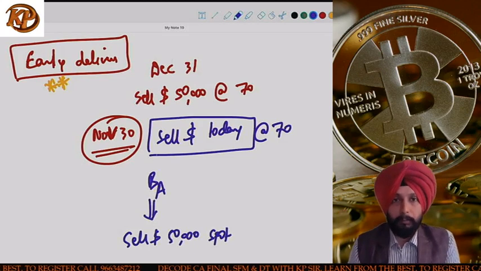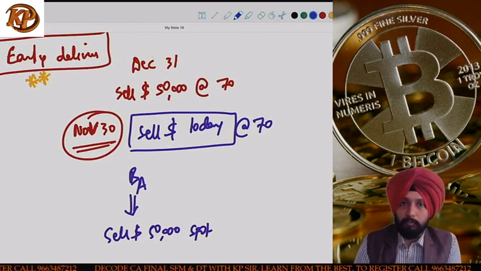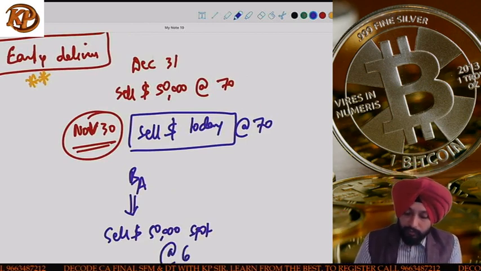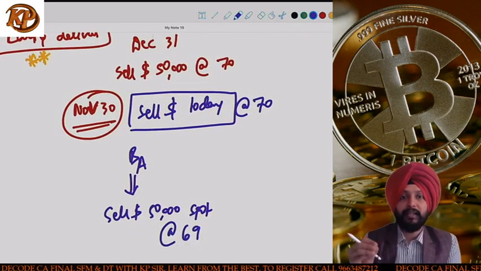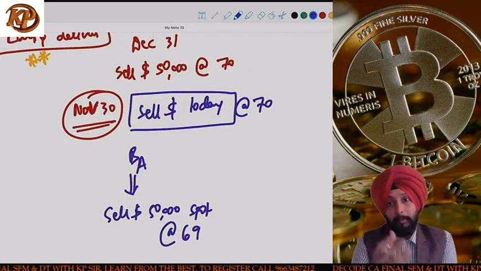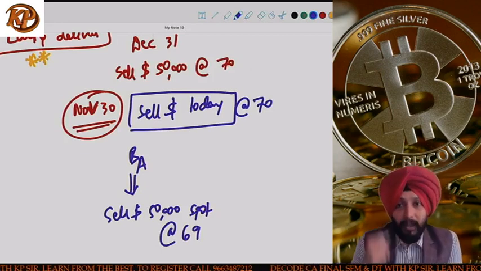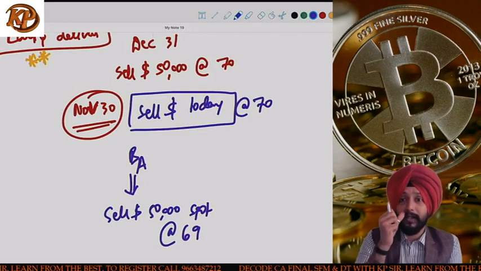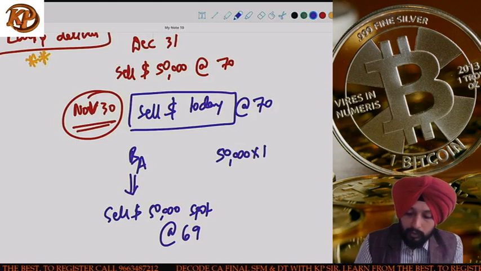Whatever you sell to the bank, what will the bank do with that money? The bank will sell $50,000 in the spot market, suppose at 69. Listen carefully, guys. The bank is selling $50,000 in the spot market at 69, which means they buy from you at 70 and they sell it in the market at 69.